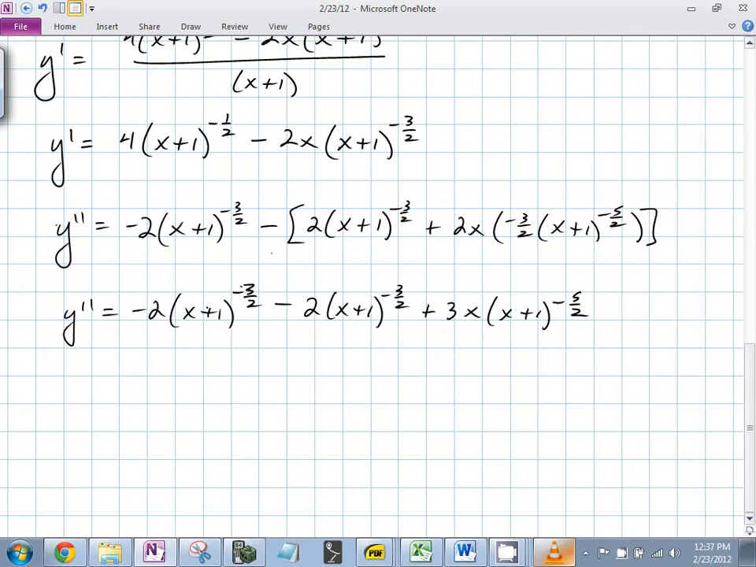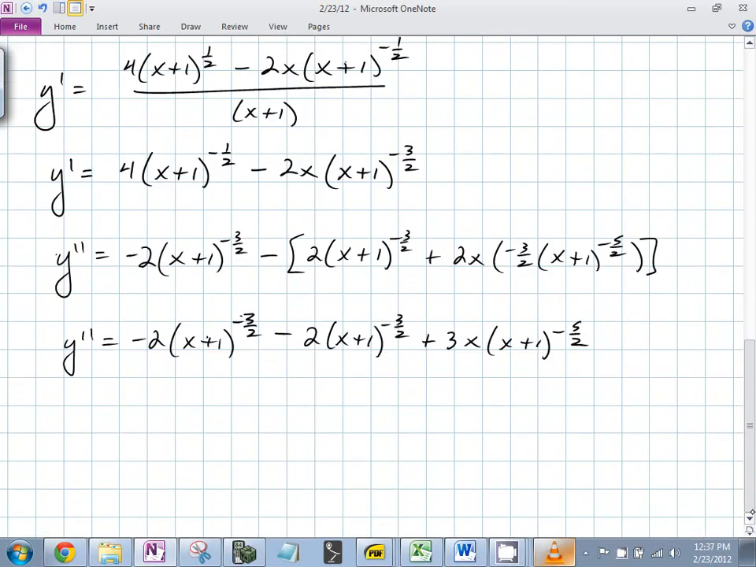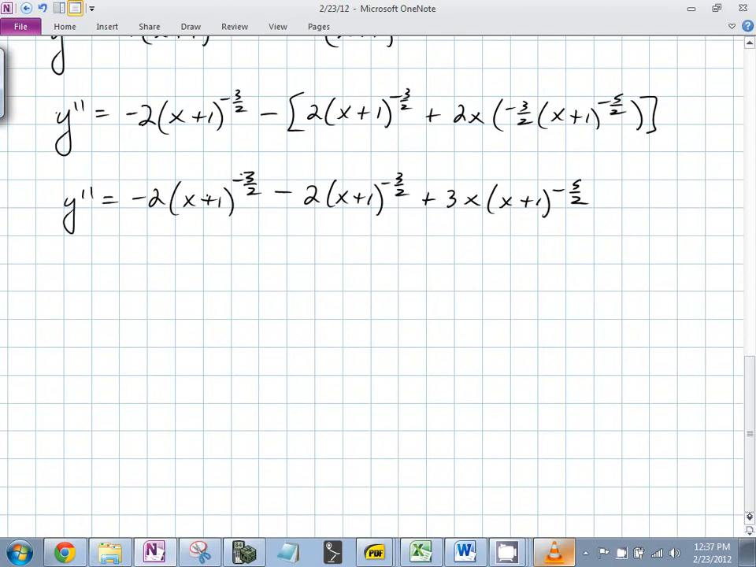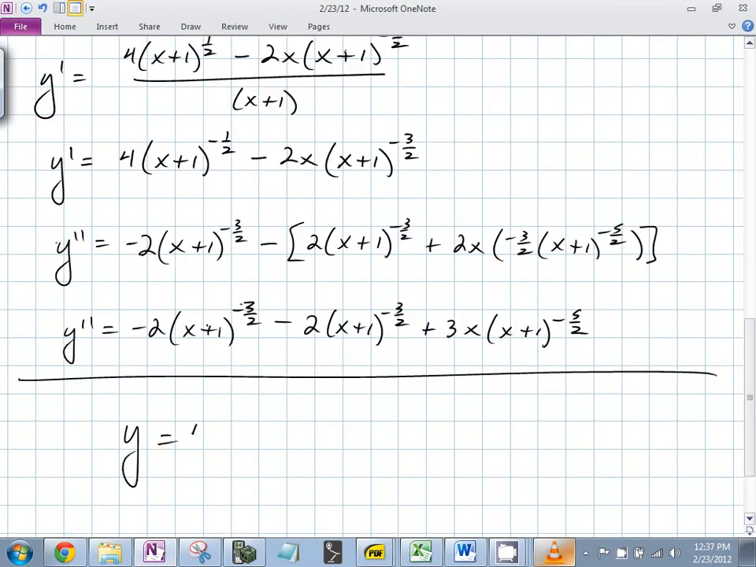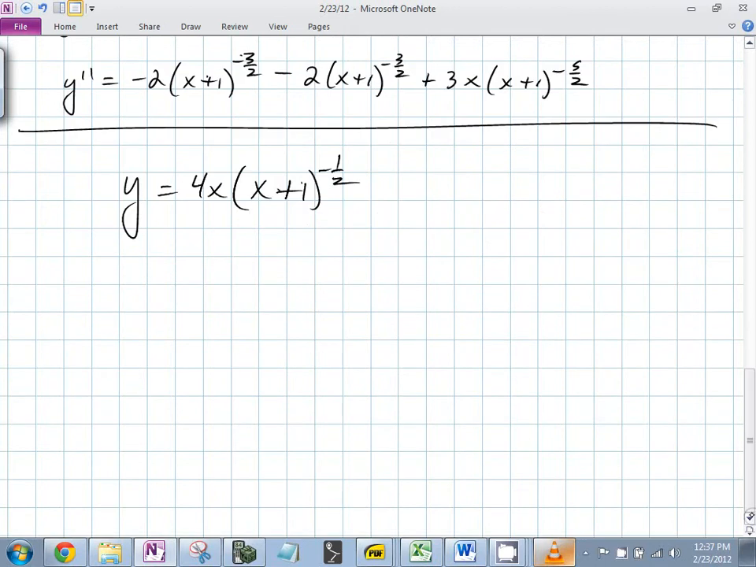Okay. So there it is. We started with the quotient rule and then we used the product rule. Great. So instead, let's just rewrite it as 4x times x plus 1 to the negative 1 half. We just start like that. We use the product rule.